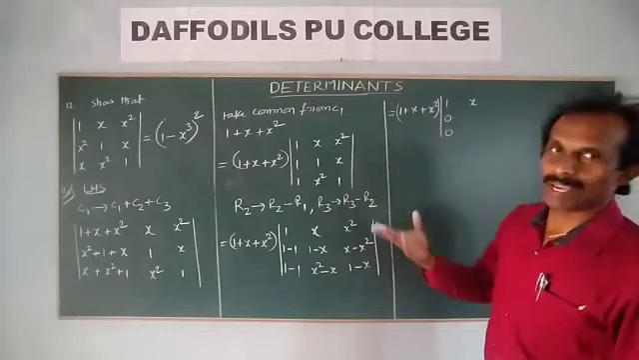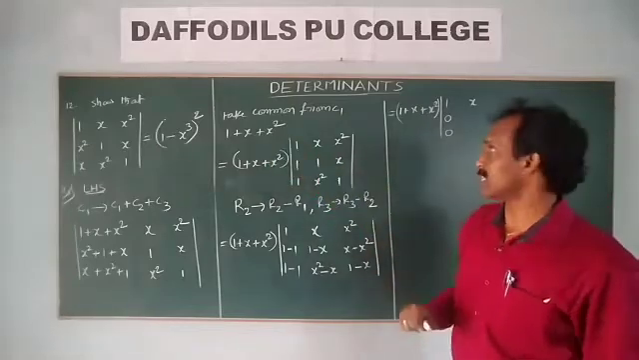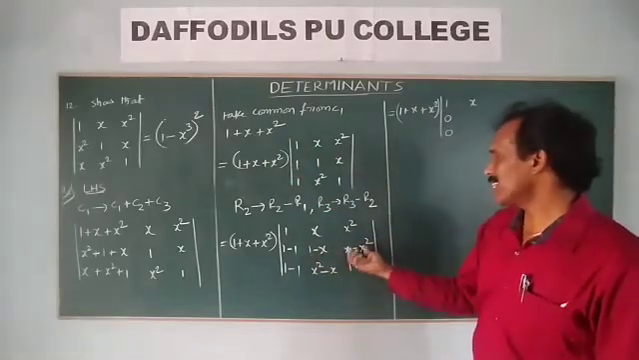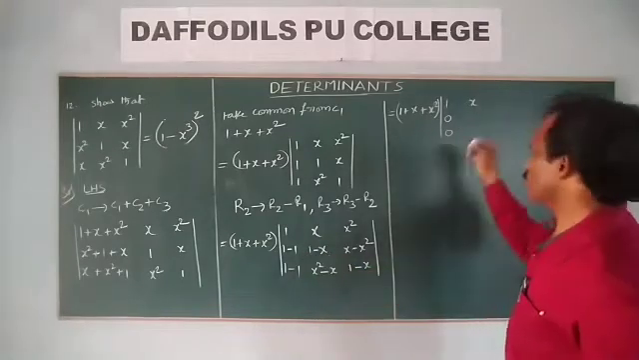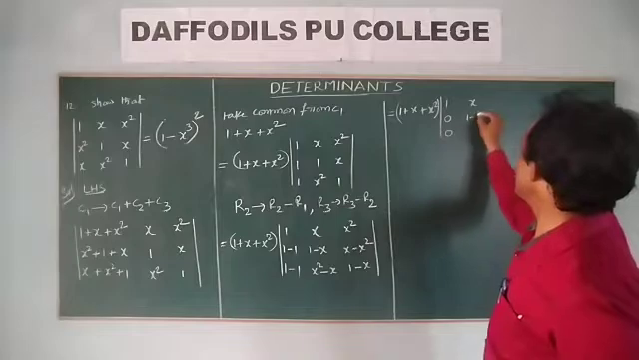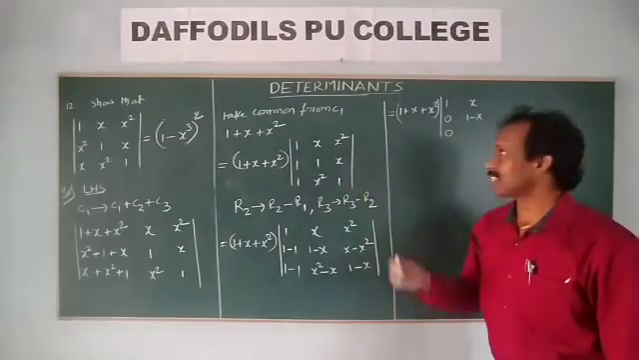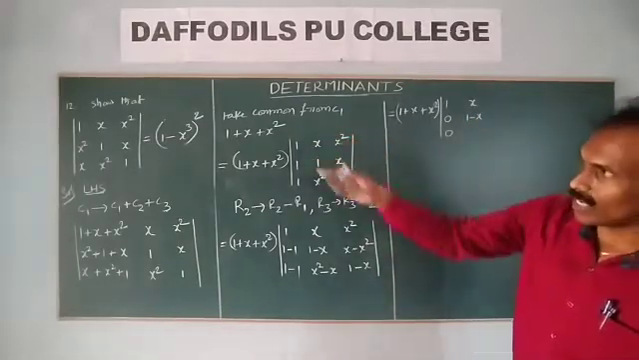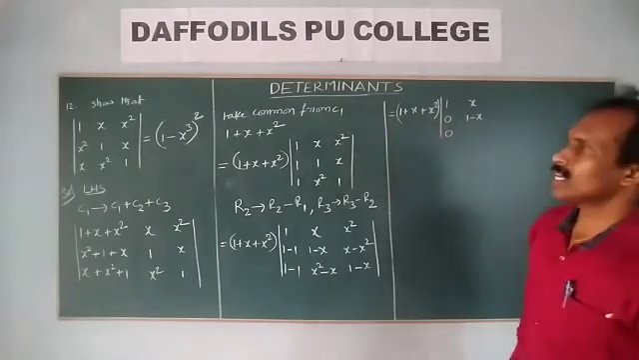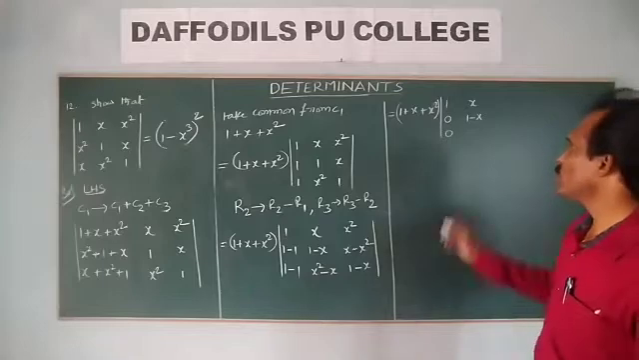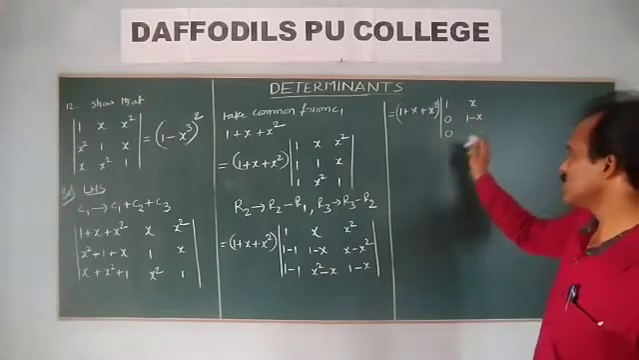Still we want a minus b. A minus b is here 1 minus x. From this we will get a minus b, that is 1 minus x. So like that, a minus b means 1 minus x. Correct? For getting a cube minus b cube, this multiple of this one will give the a cube minus b cube formula. That's why a minus b means 1 minus x.